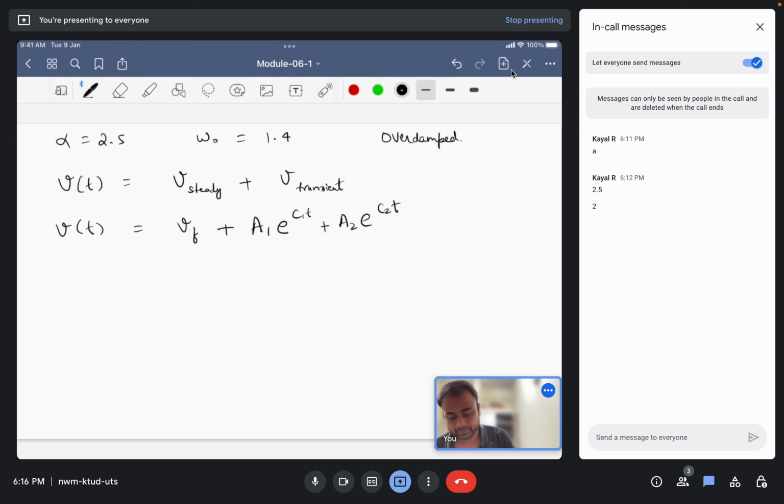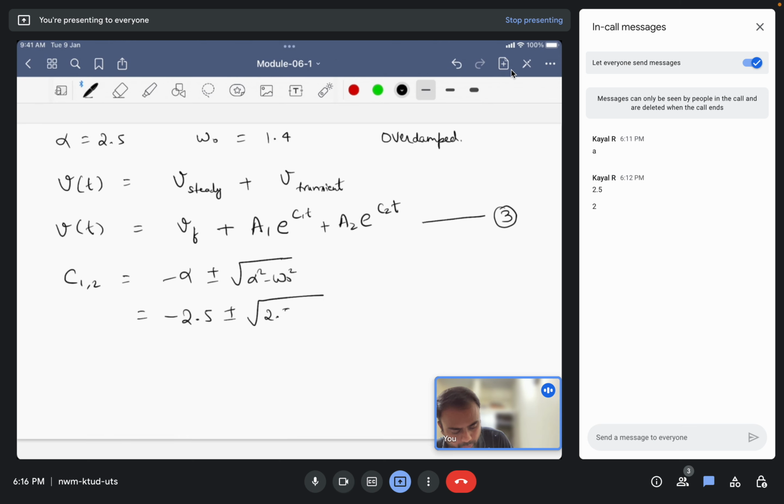So these are given by C1, C2 equal to minus alpha plus or minus square root of alpha squared minus omega naught squared. So now we have to calculate the values for C1 and C2 to substitute in the voltage equation. So let us call this equation 3. So let us find out. We have calculated alpha, that is 2.5, plus or minus square root of alpha squared, that is 2.5 squared, minus omega naught squared, that is 1.4 squared.